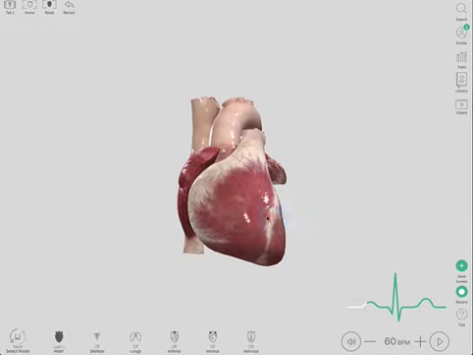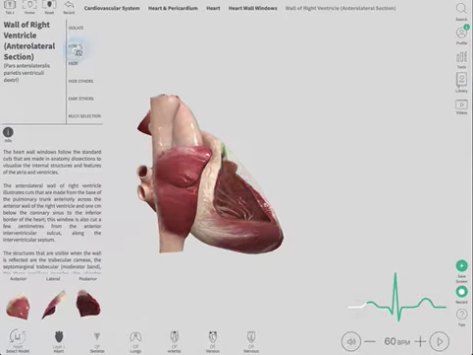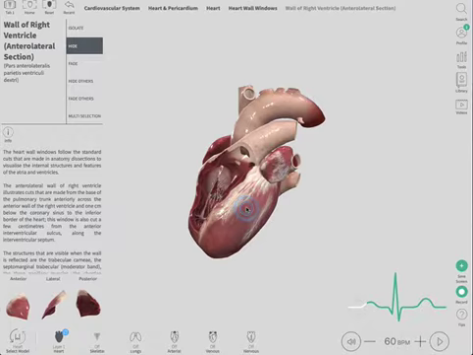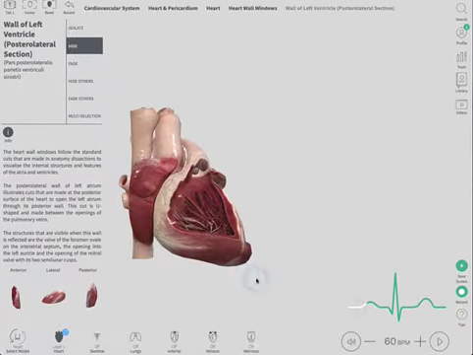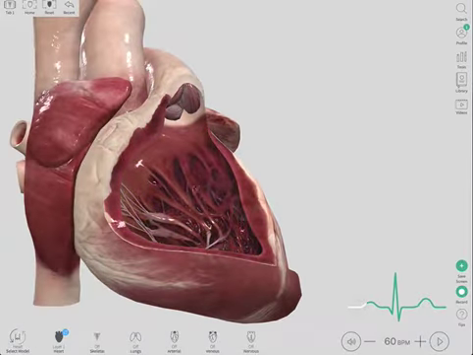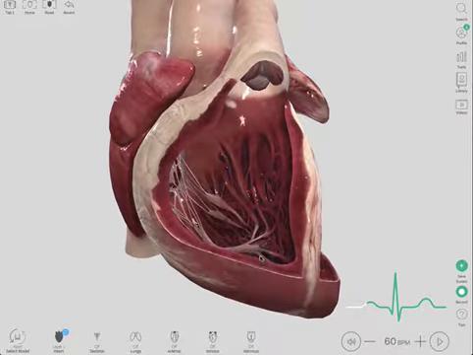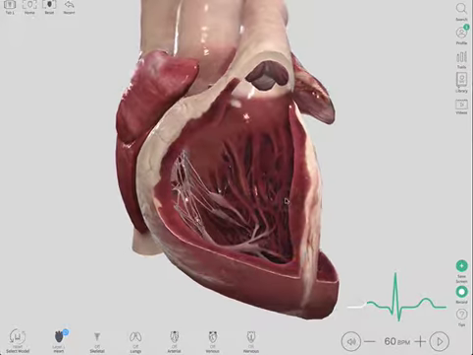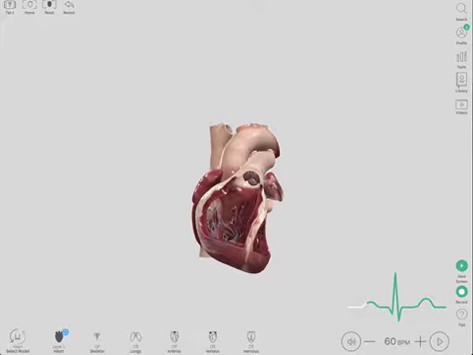And next is a ventricular septal defect. So we'll hide the left ventricle and the wall of the left ventricle. And now there would be a hole in this septum. That's the muscles, but there would be a hole in that septum. And that can cause oxygenated blood to flow back to the lungs due to the pressure difference. The left ventricle is under more pressure than the right ventricle, since the left ventricle is pumping blood to the body and the right ventricle is pumping blood to the lungs.